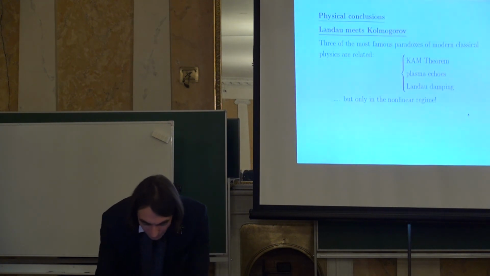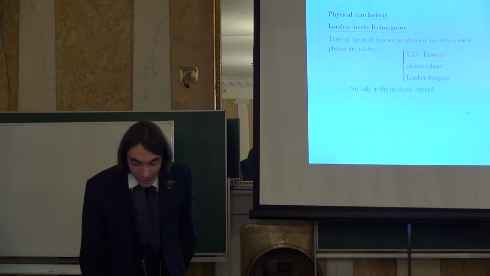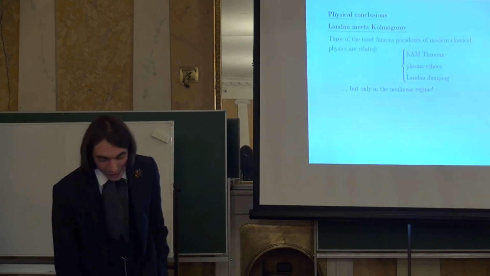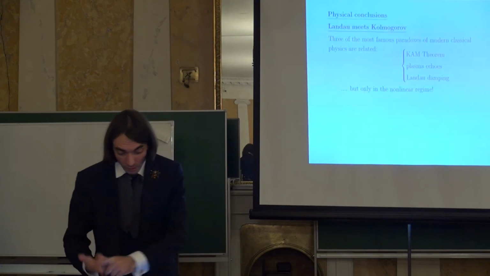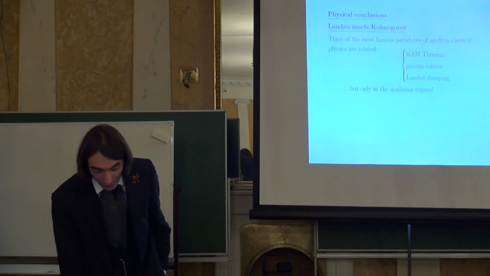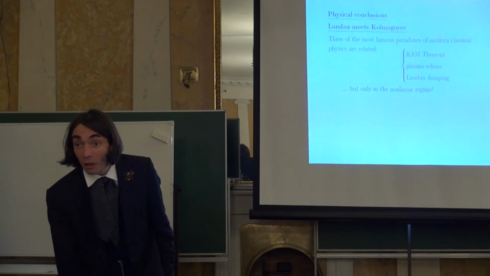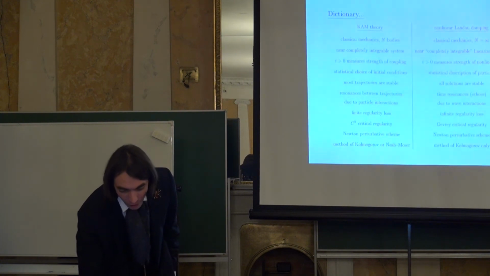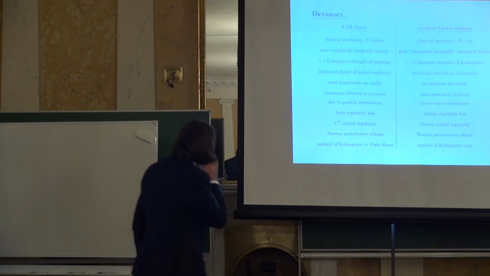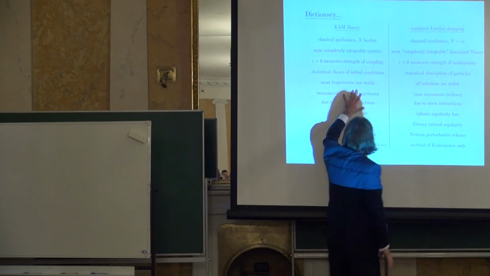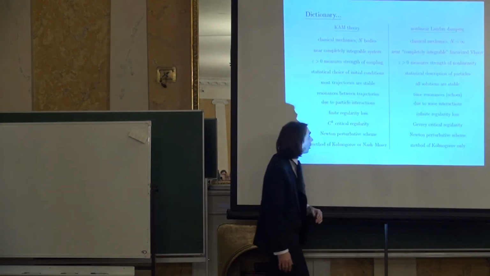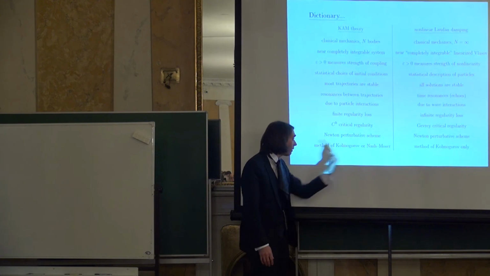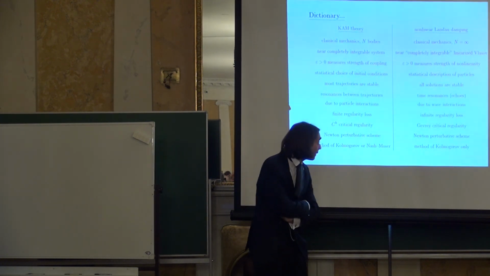Let's skip this. And in the end, with this parallel that you can make, three of the most famous paradoxes of modern classical physics are related: Kolmogorov, plasma echoes, and Landau damping. That being said, only in the nonlinear regime, which is ironic because Landau was only considering the linear regime. And there is this dictionary, in the end, between the first story that I told about Kolmogorov-Arnold-Moser and the story of nonlinear Landau damping. You can make connections between the two stories, even though they are very different systems.